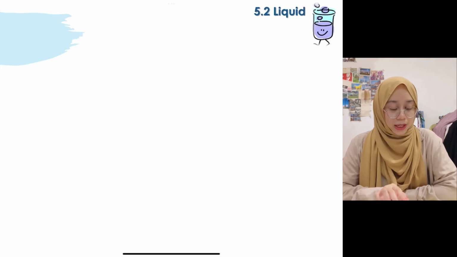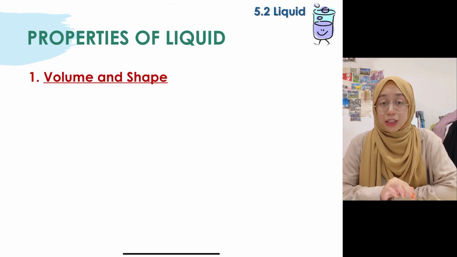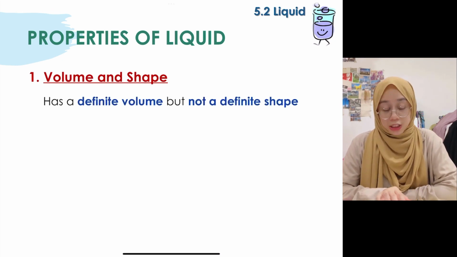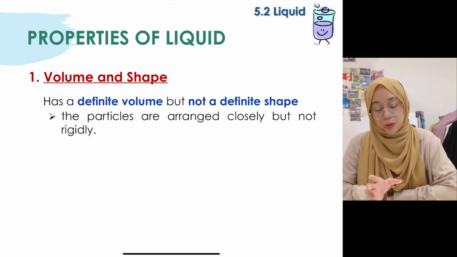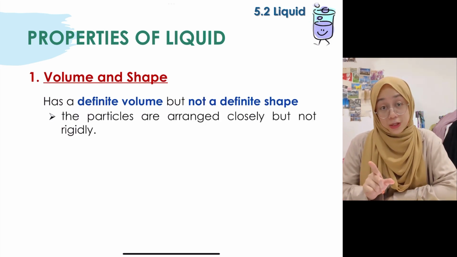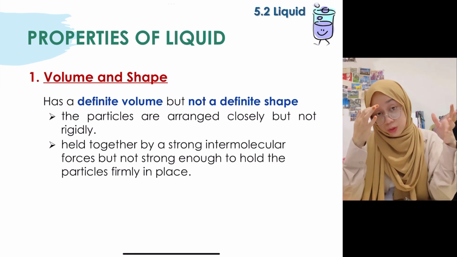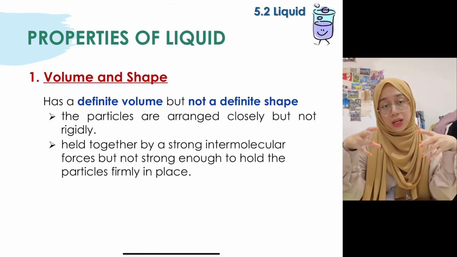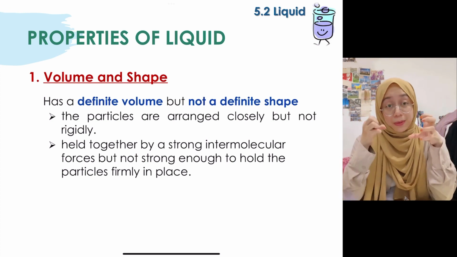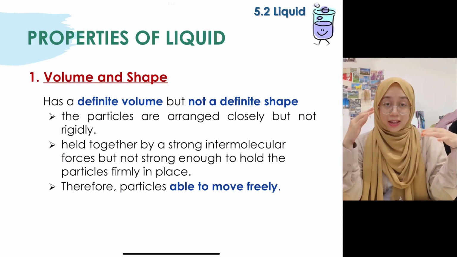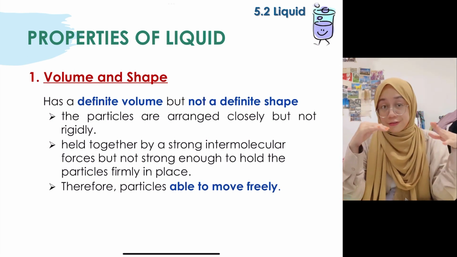Alright, so the first one kita akan tengok in terms of volume and the shape. Liquid has a definite volume but not a definite shape. The particles of liquid are arranged closely but not rigidly. They're held together by strong intermolecular forces between the particles, but not strong enough to hold the particles firmly in one place. So the particles are still able to move sort of freely lah.